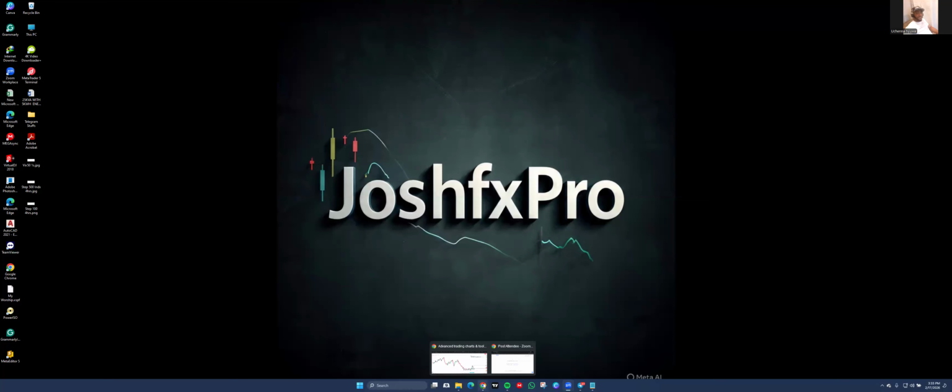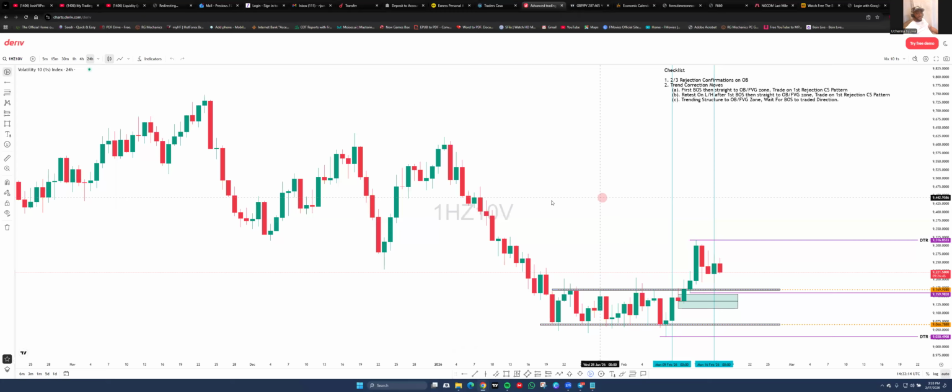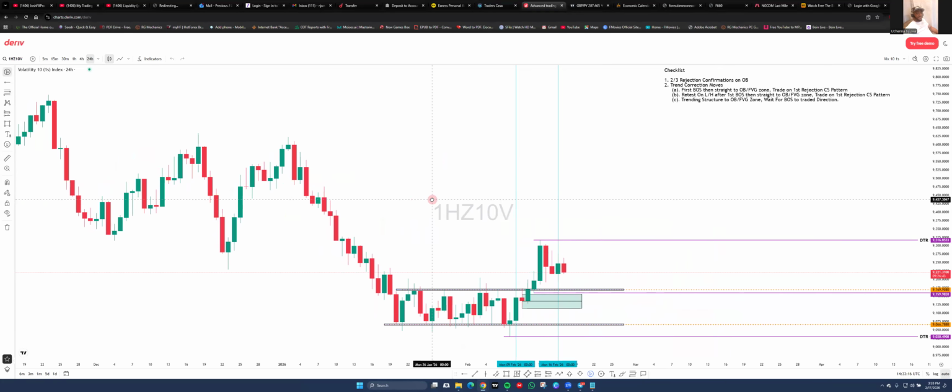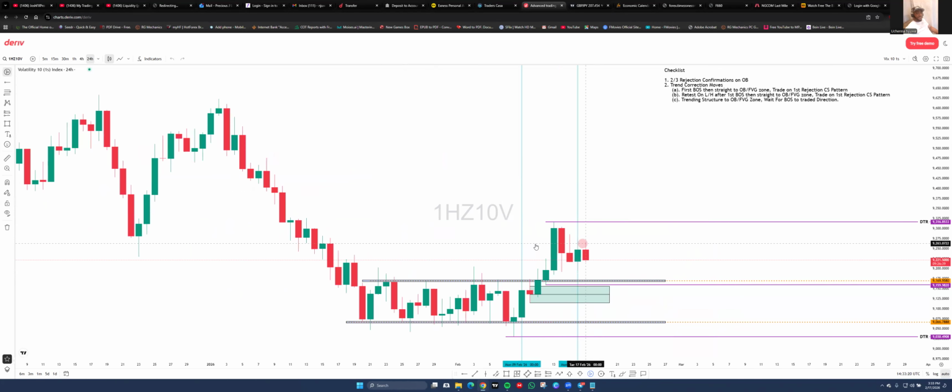Okay, we're back again. So let's do another backtest on another trade. All right, this is Volatility 10 (1s) index. And this space between here is the space of last week, from Monday to Monday.